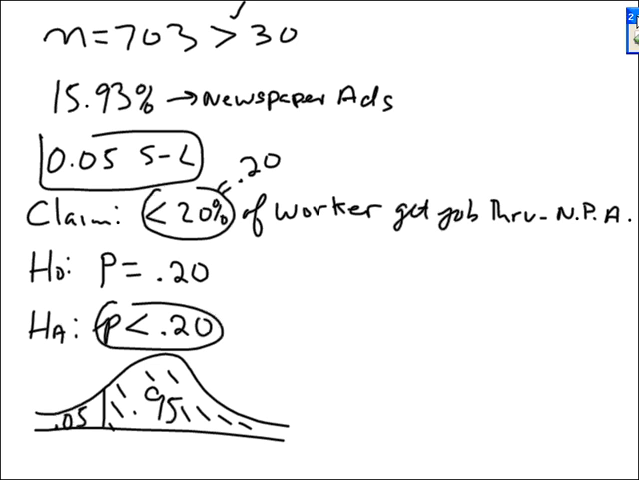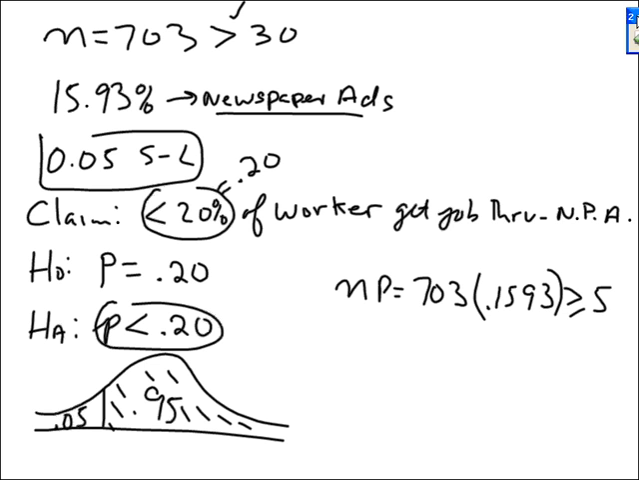let's just verify a couple of other things. NP: n is 703, and P, success, is getting a job from the newspapers, which is 15.93%. I hope you see this is clearly bigger than 5. This is over 10%. This is 15 out of 100. It's actually a little bit closer to 16 out of 100.